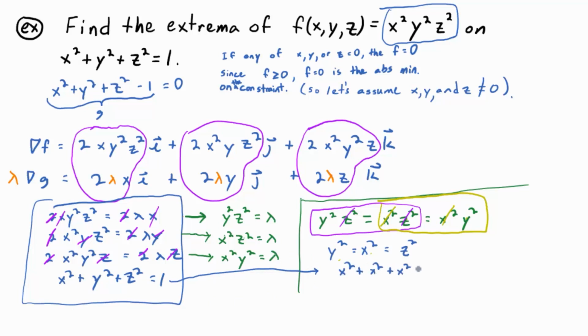Right, so it works out real nice. 3x squared is equal to 1. You do have to be careful here, though. x squared then equals 1/3.